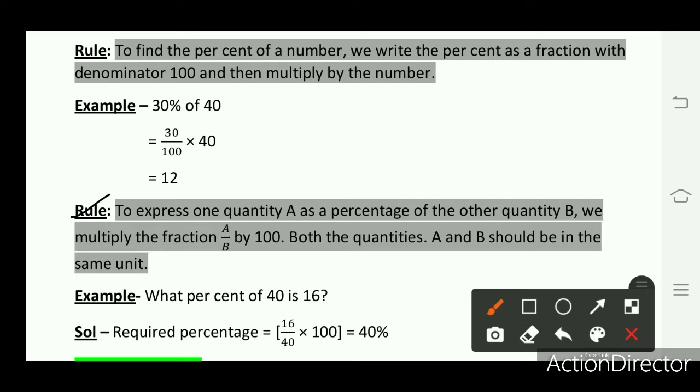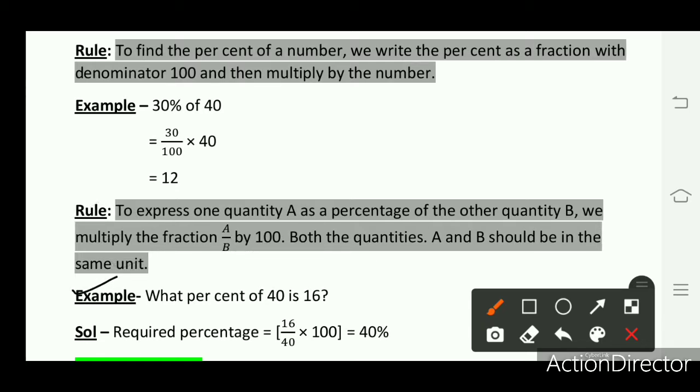Now the second rule, to express one quantity A as a percentage of the other quantity B, we multiply the fraction A upon B by 100. Quantities A and B should be in the same unit.